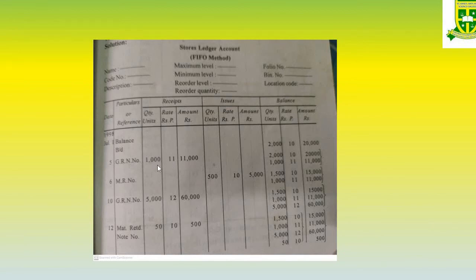What is the price of that? 11. So 1000 into 11, 11,000. So now write the balance. Already we have stock in hand 2000. Repeat it again. And whatever the goods, 1000 rupees you have bought. So make an entry: 1000, 11, 11,000.